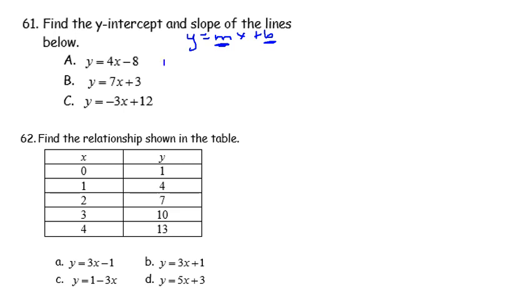So right here, our slope is 4 and the y-intercept is -8. Looking at the next one, our slope is 7 and our y-intercept is 3. And looking at the other one here on 61, we've got the slope of -3 and the y-intercept of 12.